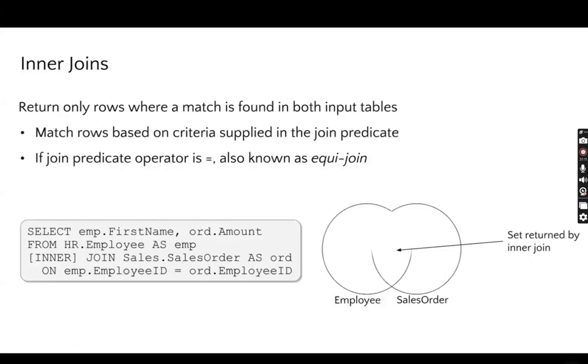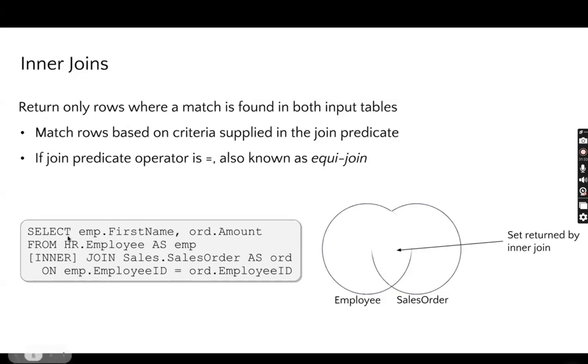Then this is inner join, right? As you know, inner join will return only the rows where a match is found in both of the tables, based on the criteria supplied in the join predicate. And if the join predicate operator is equals to, it is also known as equi-join. So equi-join and inner join are almost the same. There is no difference between them.